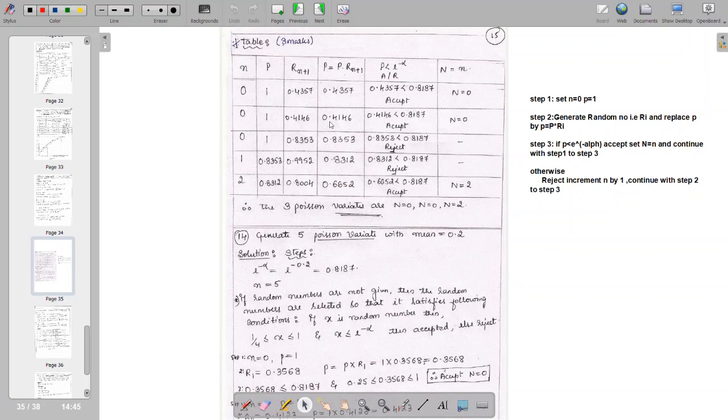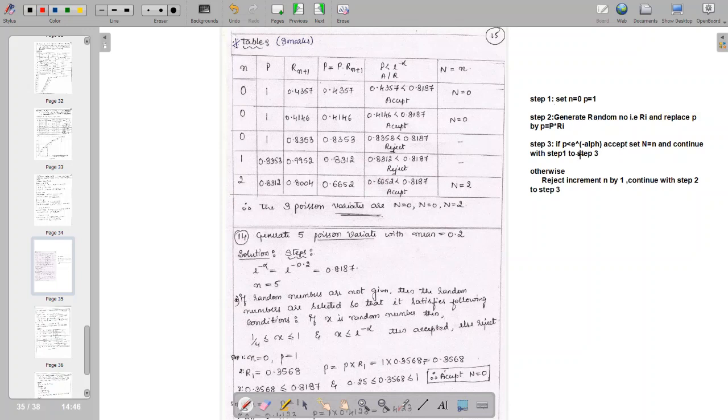Okay, next problem is acceptance rejection technique using Poisson distribution. How the Poisson distribution algorithm will work. The algorithm says: first step, set n equal to 0, p equal to 1. Second step, generate random number ri and replace p by p is equal to p into ri. Third step, p should be less than or equal to e to the power of minus alpha. If p is less than e to the power of minus alpha, accept it, otherwise reject.